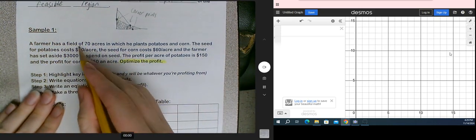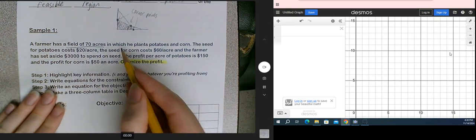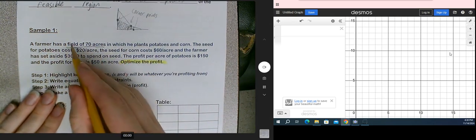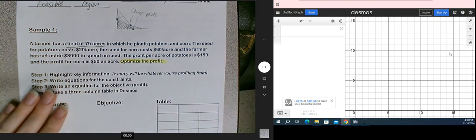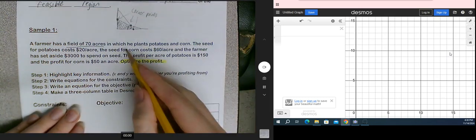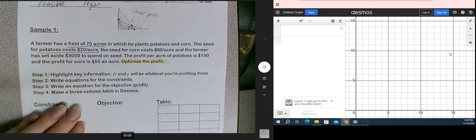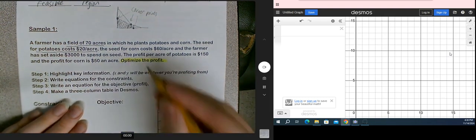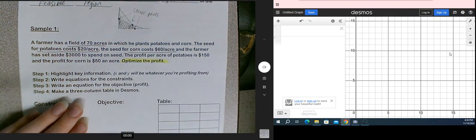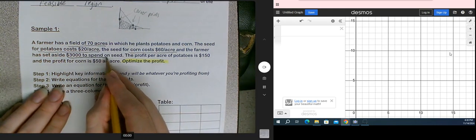So a farmer has a field of 70 acres. And note how I'm not just underlining the word 70 acres. I'm underlining a field of 70 acres because that shows that 70 acres is the amount of space in a field. It's not just a random 70 acres. And so he plants potatoes and corn. The seed for potatoes costs $20 an acre to plant. Corn costs $60 an acre to plant. The farmer has set aside $3,000 to spend on seed.